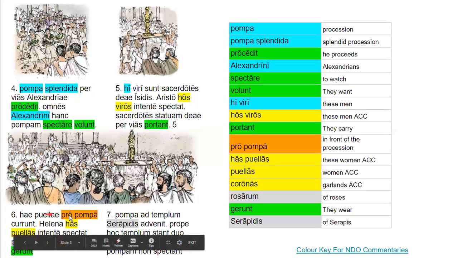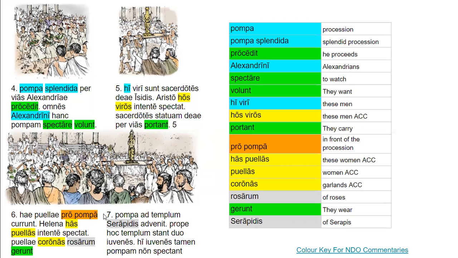Okay. Hae puellae pro pompa currunt. Helena has puellas intente spectat. Puellae coronas rosarum gerunt. So these girls run in front of the procession. All right, so they're forerunners, and hae is modifying puellae. They're feminine, plural, nominative. Helena spectat, is watching intently, intente, has puellas, these girls. So Helena is intently watching these girls. Has is modifying puellas, and they're accusative plural, feminine.